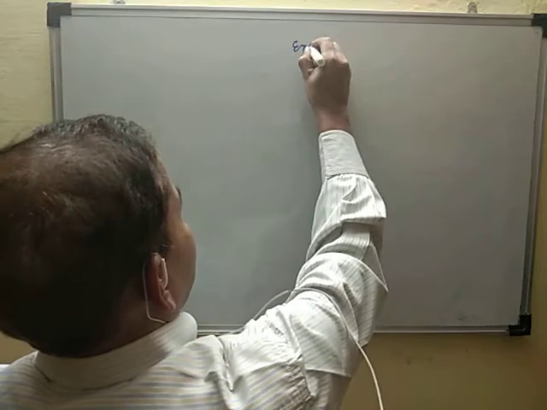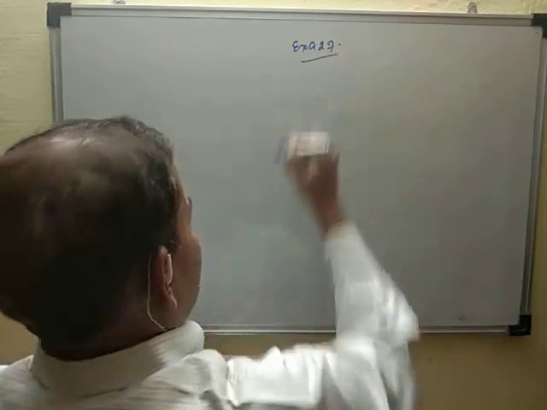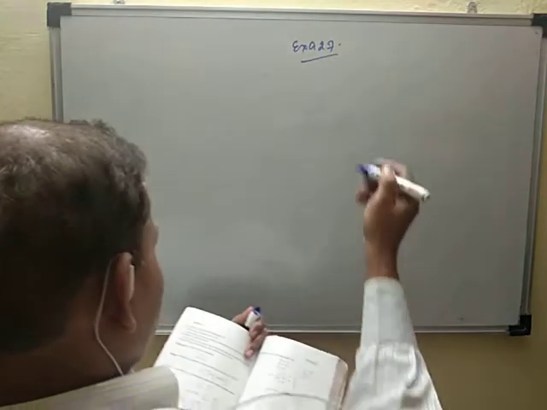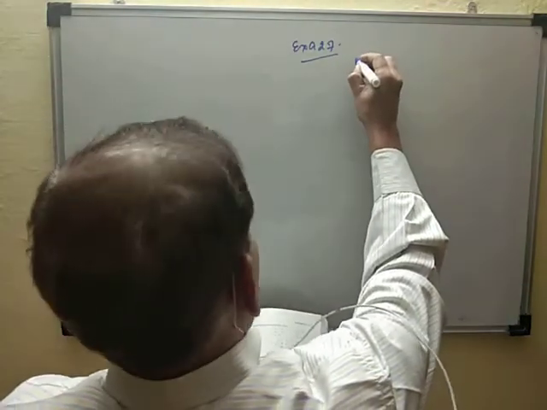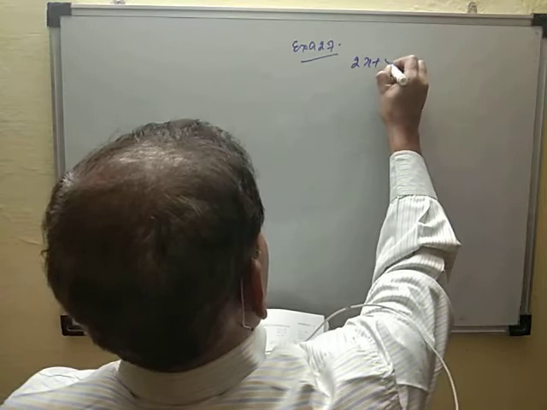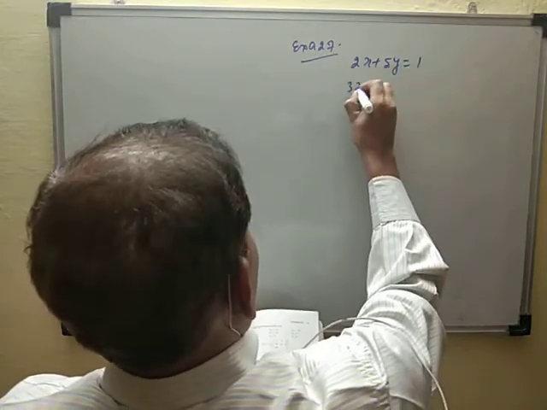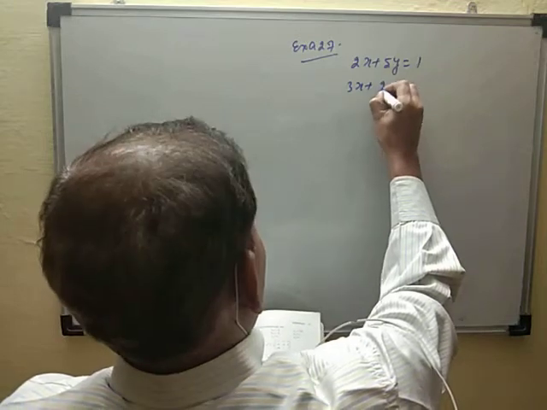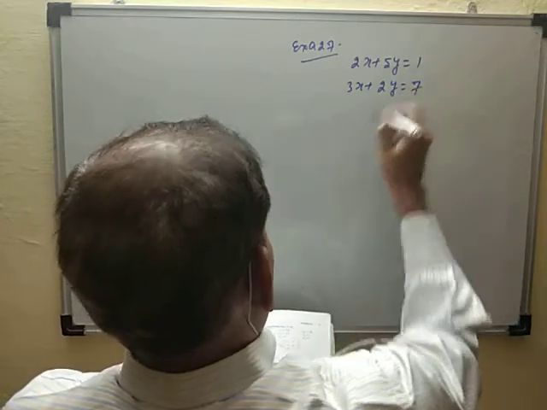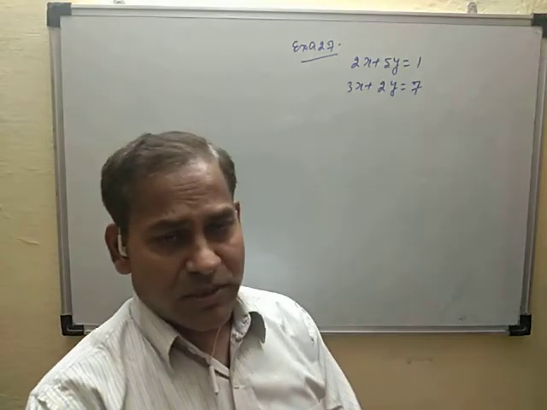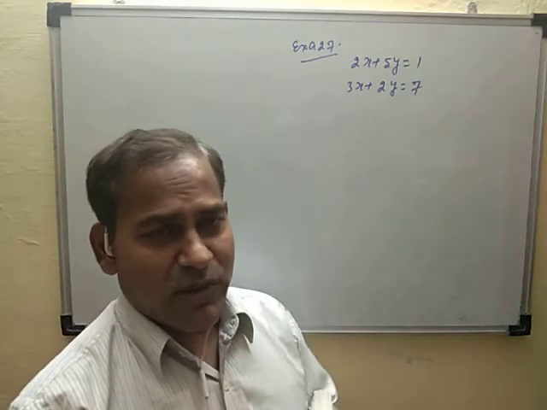Example 27. Solve the system of equations. Equations given: 2x plus 5y is equal to 1, 3x plus 2y is equal to 7. Equations given, and solve it. Here 2 equations and 2 variables.